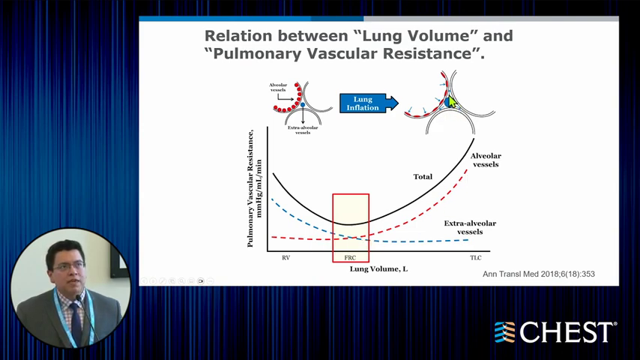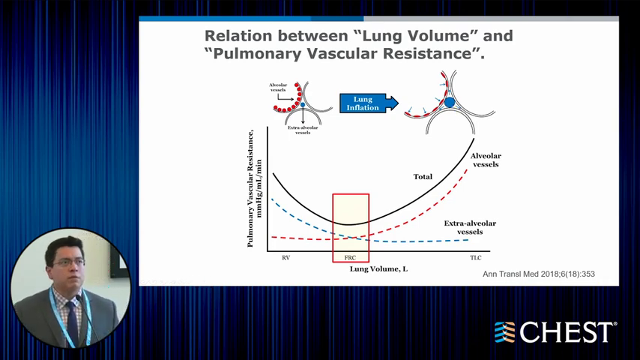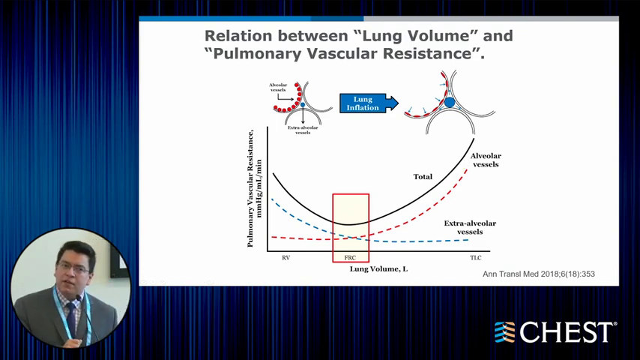However, because of the extra-alveolar interstitial traction, these extra-alveolar blood vessels are actually going to be dilated at the end of inspiration. So for those blood vessels, pulmonary vascular resistance is going to decrease. So when you put those two graphs together, you end up with the classic U-shaped relationship of pulmonary vascular resistance with lung volumes. And the best relationship occurs at FRC.